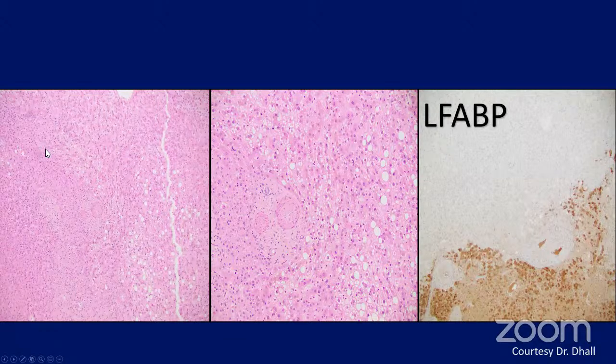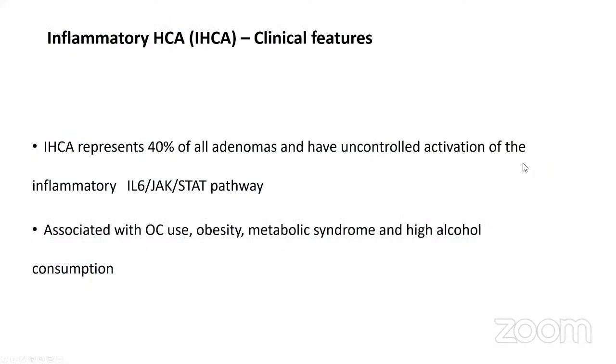This one has less fat than the previous example, and you can again see that there is loss of the LFABP immunostain. The second type of adenomas we are going to talk about today are inflammatory adenomas.